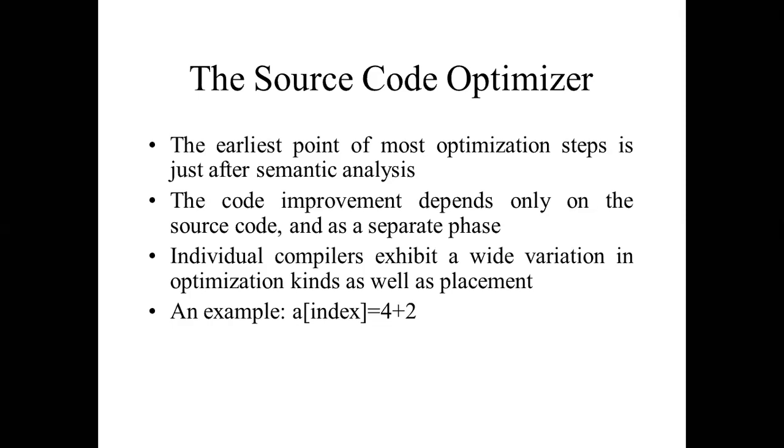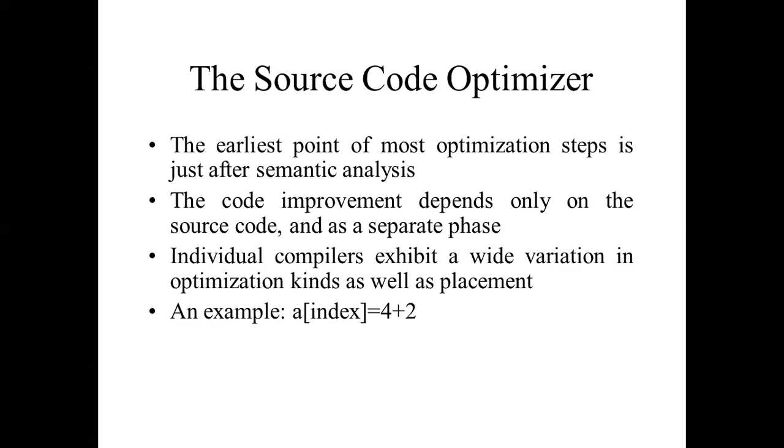The source code optimizer. Again, what is the role of the source code optimizer? The earliest point for most optimization steps is just after semantic analysis. So optimization starts after the semantic analysis. If the semantic analysis is okay, meaning your logic is okay and type checking is okay, then we apply a number of optimization techniques. Optimization involves a number of steps.